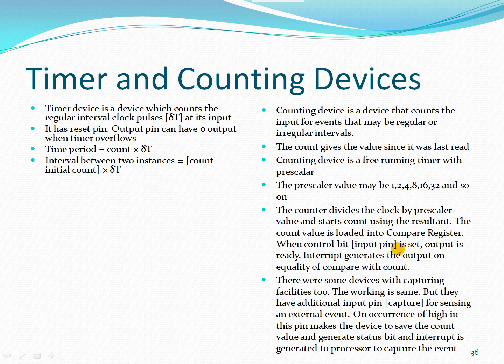So when the control bit is set, the output is ready. The interrupt is generated upon reception of that value. So upon reception of that value, we will get an interrupt on the output pin upon equality of the compare with the count. So this is the main work which is done using the compare register. So we will be given a compare register. In some of the microcontrollers we will have the compare register and compare module also.